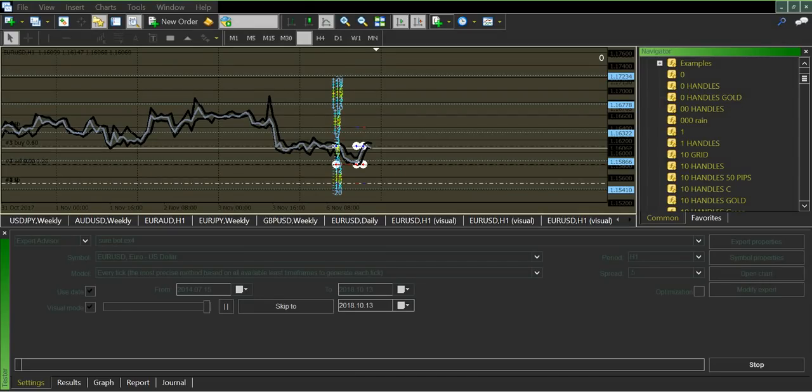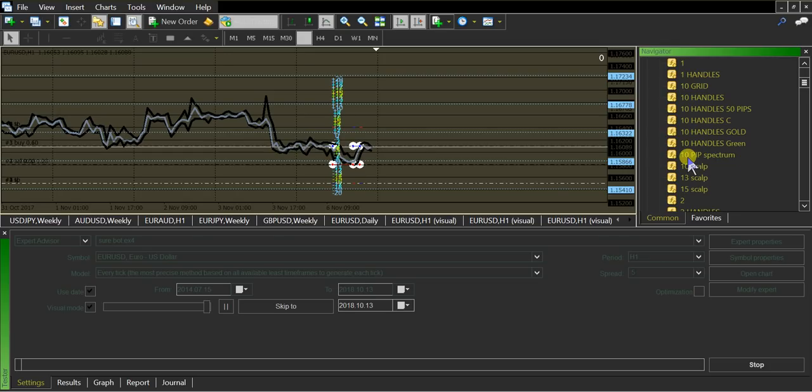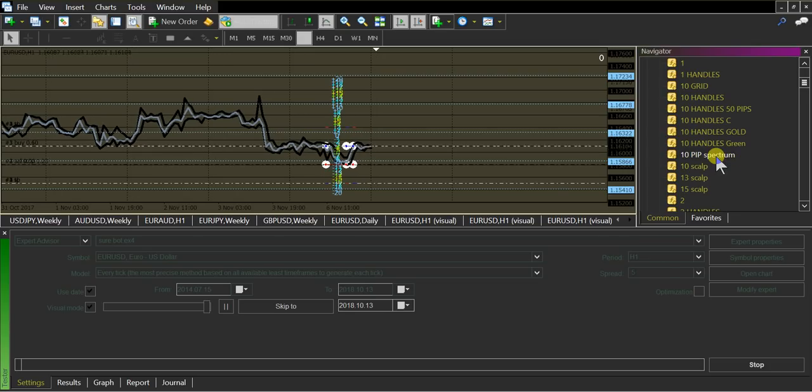Okay, so somebody asked me a question here about trading the market, and I'm playing back the Eurodollar right now from 2014, and I've got this indicator. I think it updates every day. I call it Spectrum 10, or 10 Spectrum, 10 pip Spectrum inside the code.